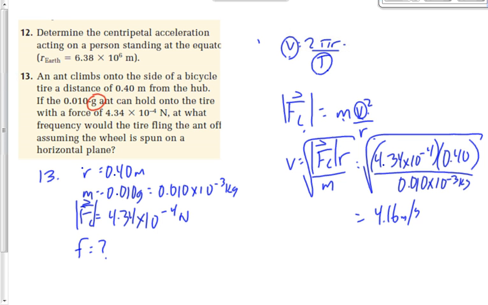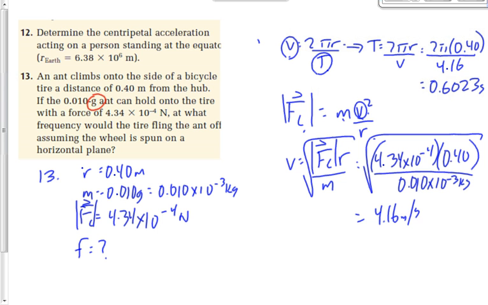All right, so you're saying take this and rearrange it. T is equal to 2 pi r over V: 2 times pi times the radius, 0.40, divided by V, 4.16. What's that give me? 0.6023 seconds. That's still pretty close. We're not done, but clearly I think you can see that we're close to being done here, right?